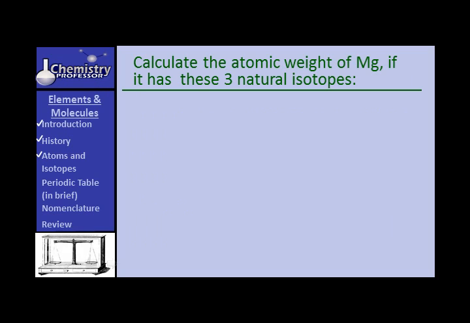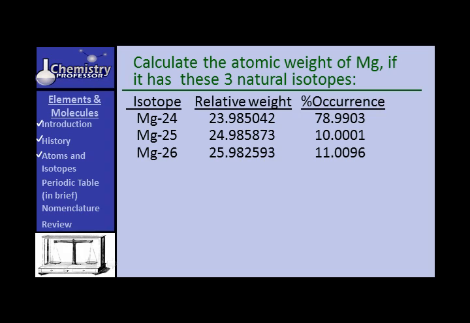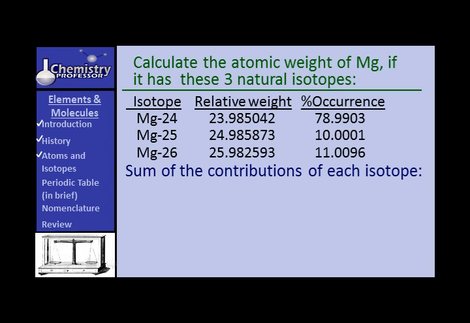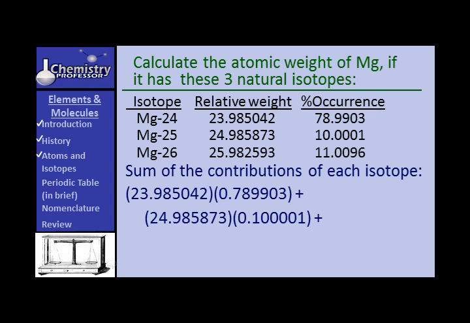Let's look at magnesium. If it has these three natural isotopes, let's find the sum of the contributions of each isotope. Let's start with the magnesium-24, which weighs 23.985042 AMU, if you will. And it occurs 78.9903% of the time. So we convert the percent to a decimal, multiply it, and that gives us the amount that that particular isotope contributes to the mass of what we're going to be recording. We do the same thing to magnesium-25 and the same thing to magnesium-26.